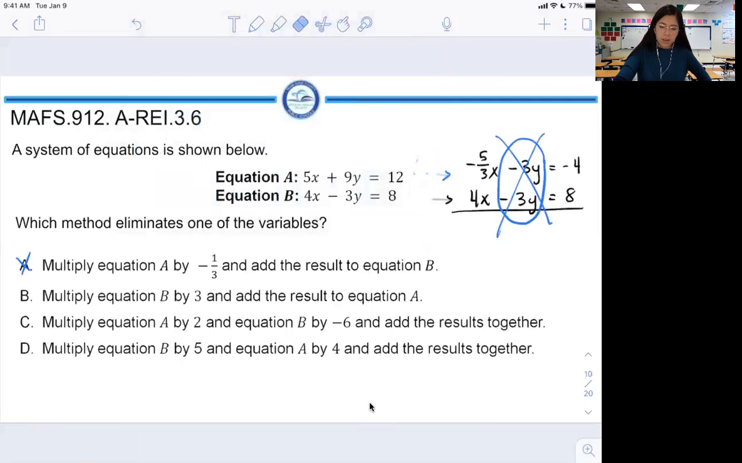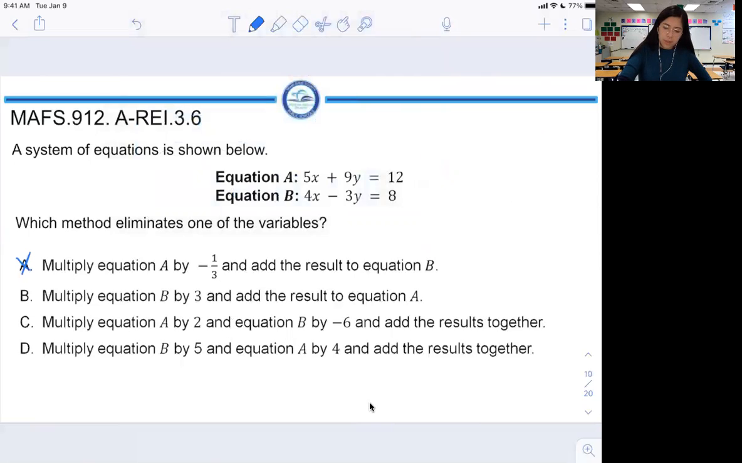B. Multiply equation B by 3 and then add the equations together, okay? If I multiplied this by 3, I would get 12x minus 9y equals 24. Top equation stays the same.